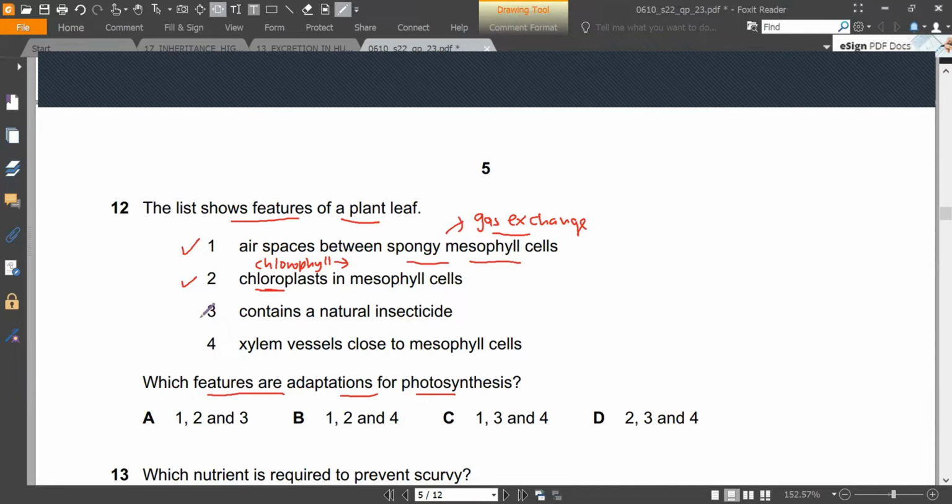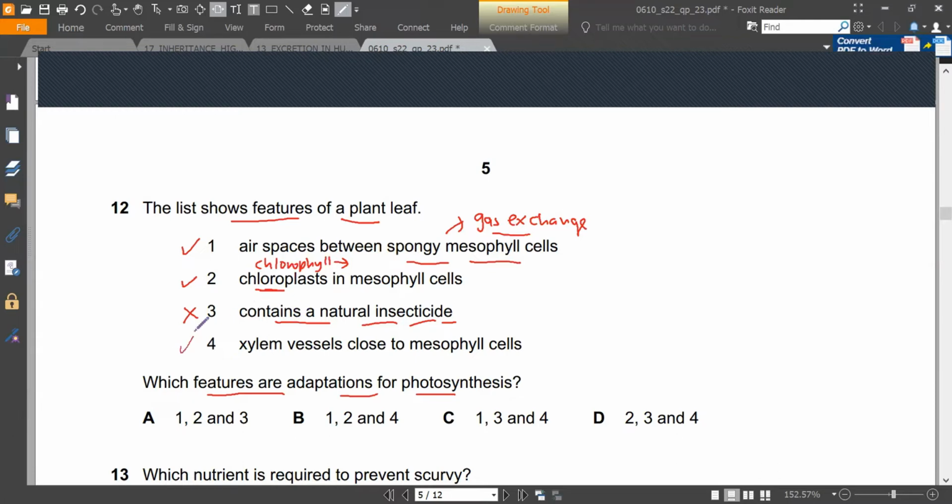produce the glucose. So contains natural insecticide, no. Containing natural insecticide is a good thing, but it's not for photosynthesis. It's to make sure the insects do not attack the plant leaf. So it's to protect the plant leaves from infestation by insects or other pests.